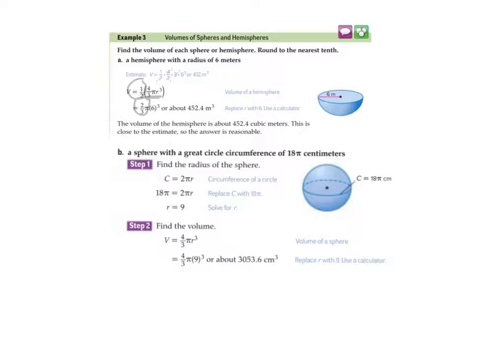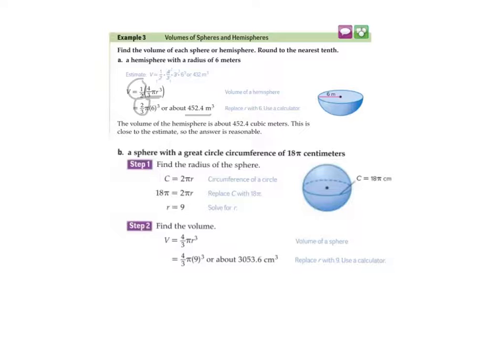Pi r cubed, so 6 cubed. And again, plug it into your calculator, and you've got 452.4. And because you want the volume, you don't have to do the base. It's already part and parcel of the circle.